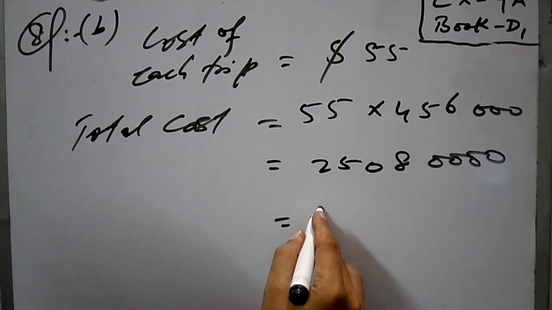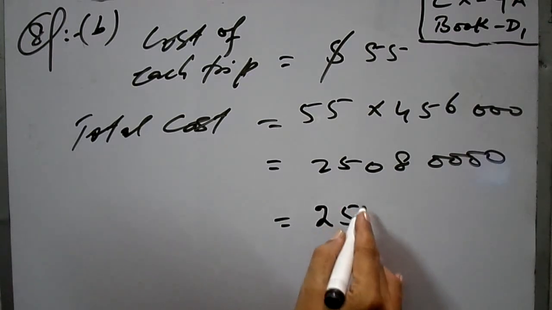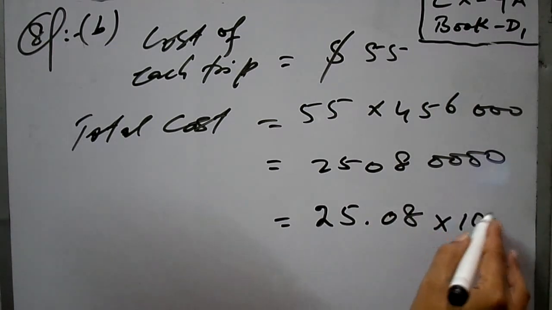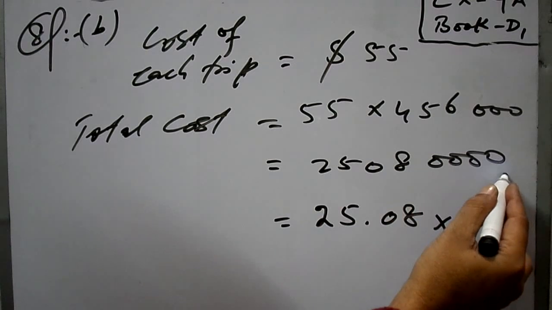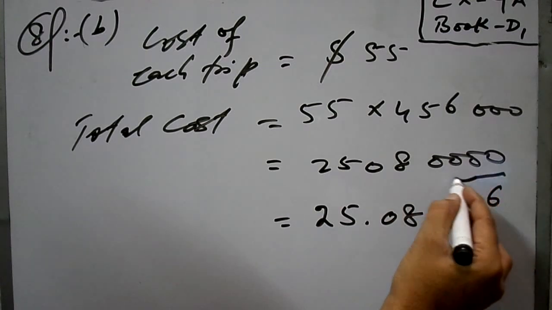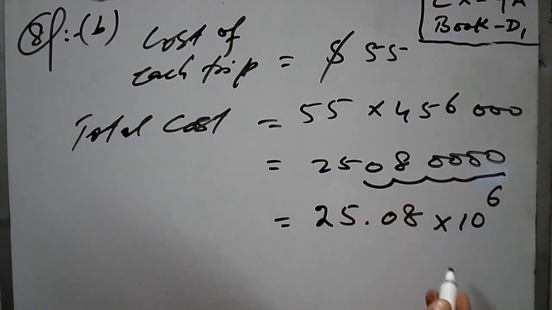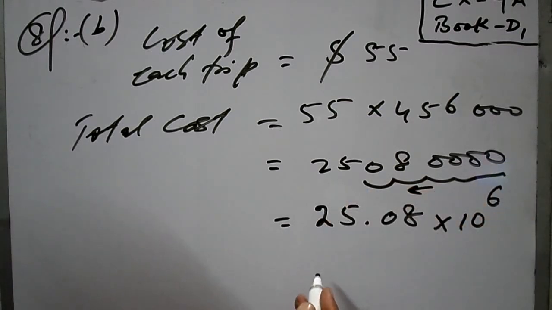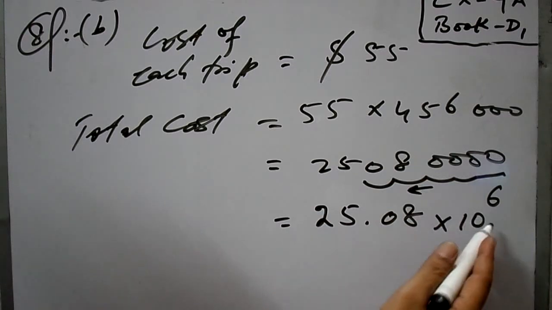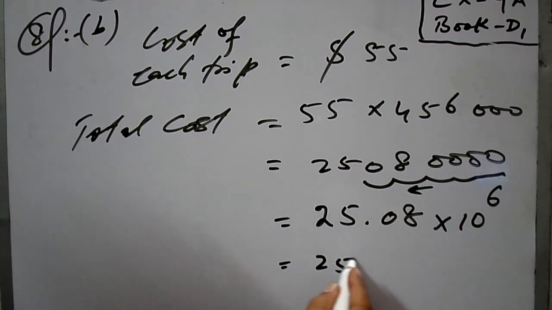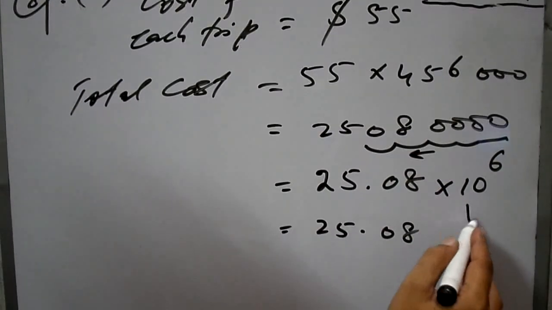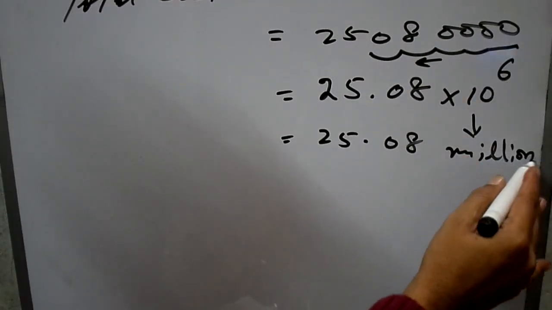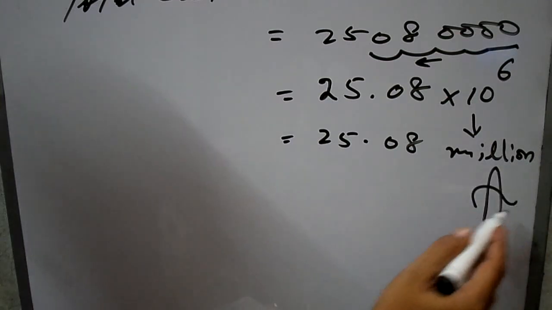After multiplication, you can write it in standard form, that is scientific notation, because the decimal is shifted from right to left, 6 places, giving 10 raised to power 6. You can write it as 25.08 million, because 10 raised to power 6 means million. So that is your result.